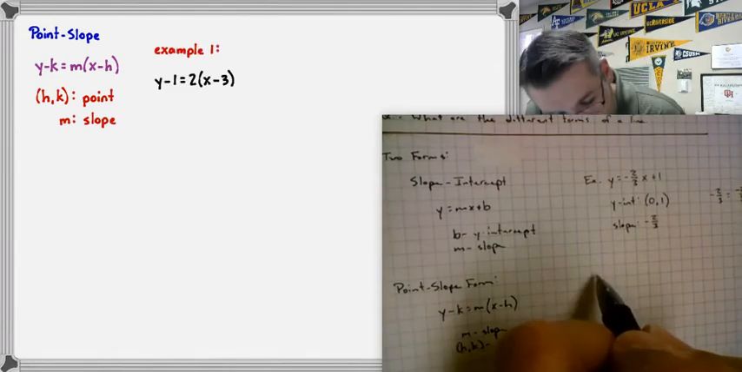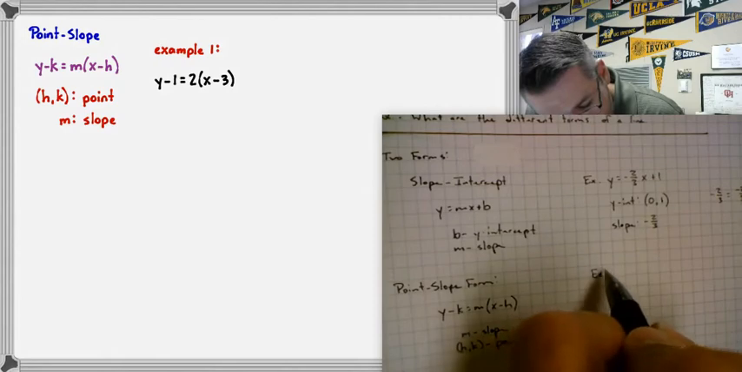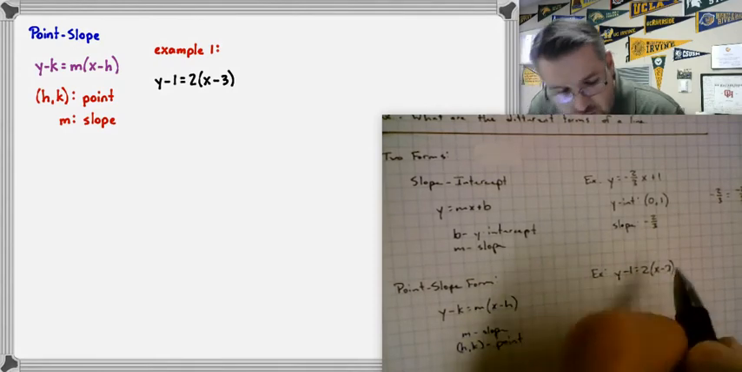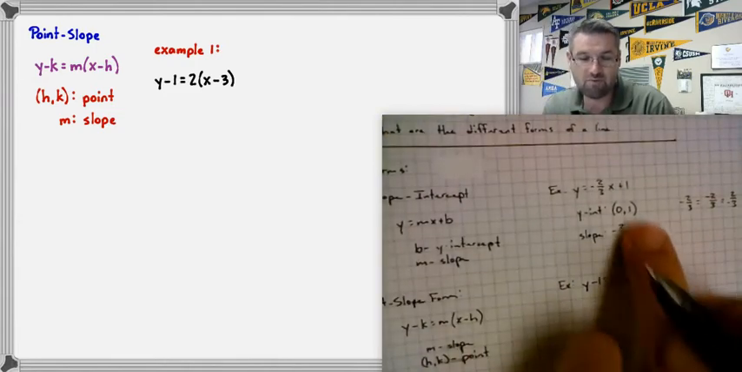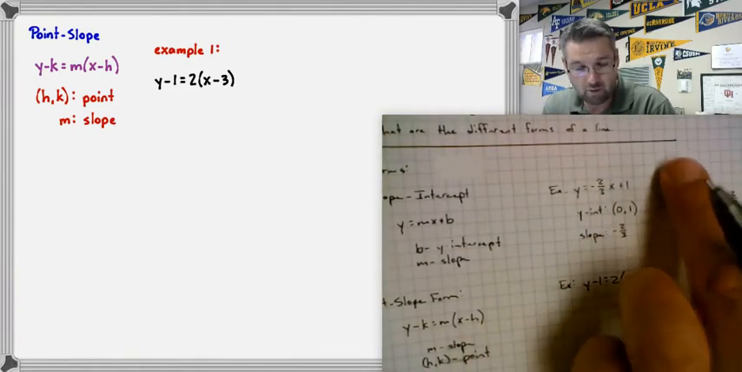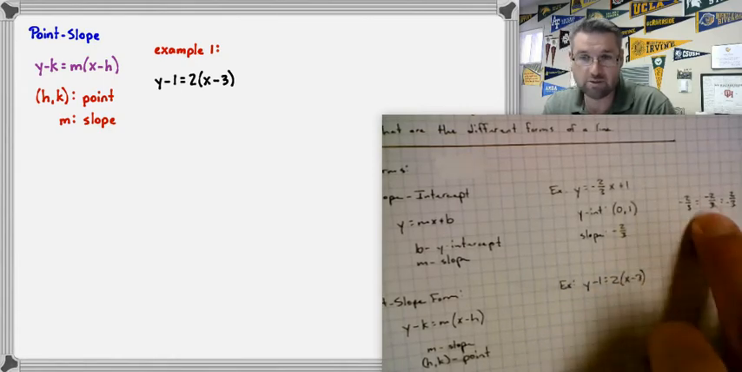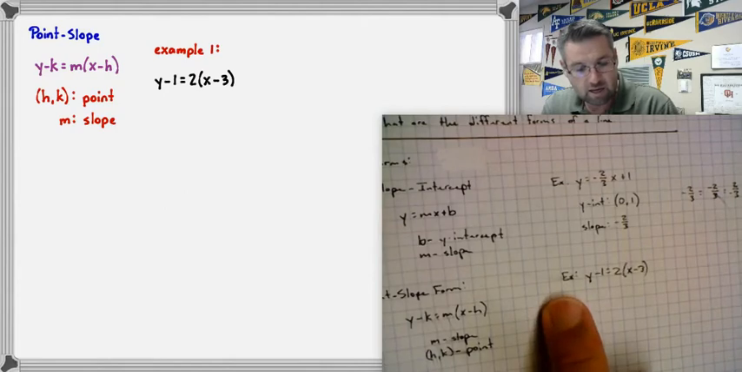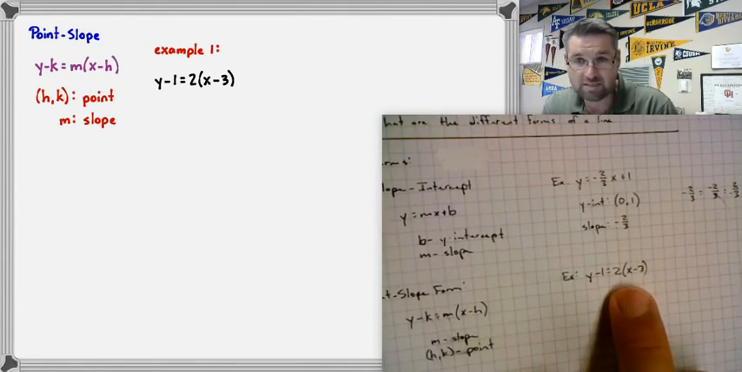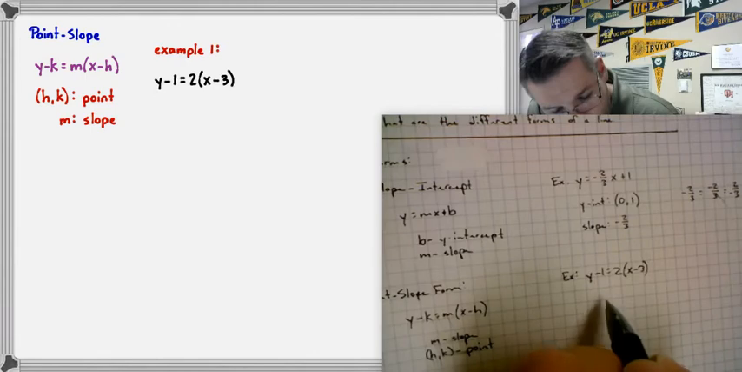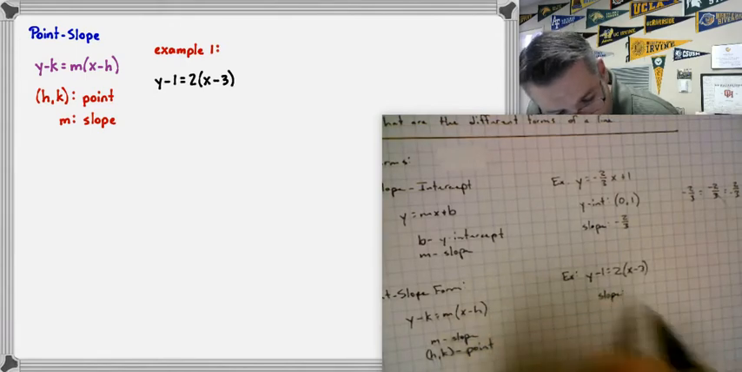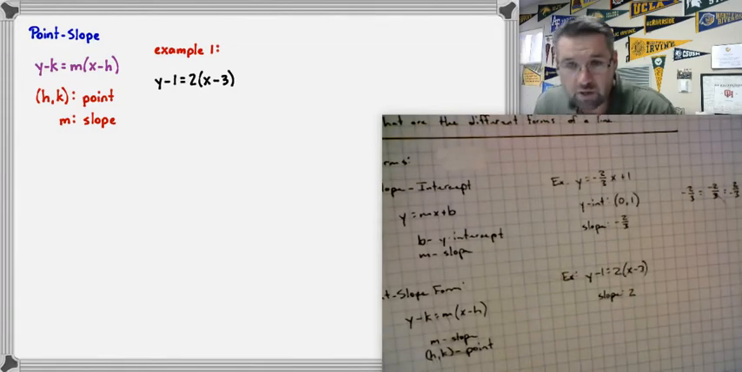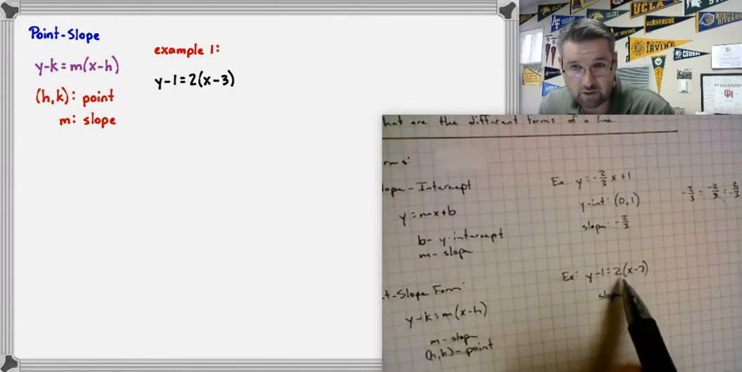Y minus 1 equals 2 times x minus 3. So you can see on my notes, I didn't really leave room for my graph. I'll probably graph it and then glue it right here over this little notation here. But you should probably leave some space so you have room to graph. But here we have y minus 1 equals 2 times x minus 3. Well, we know that the slope is 2, okay? We know that the slope is 2 because that's my m value.